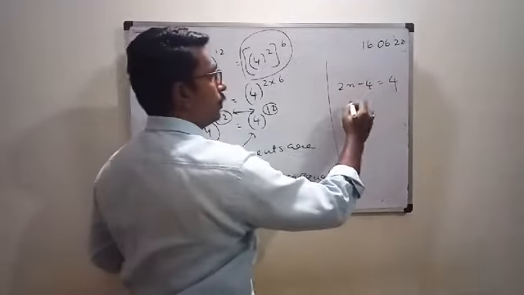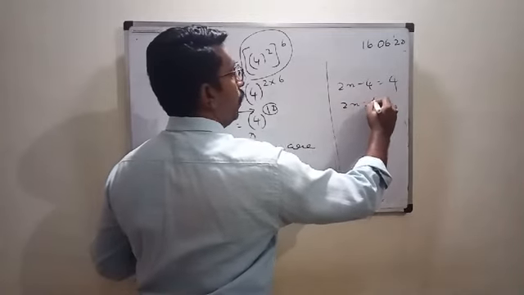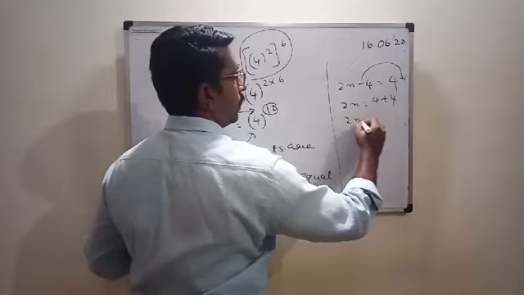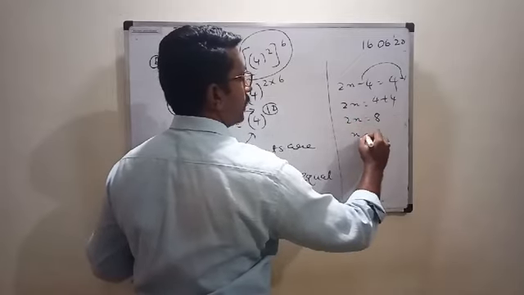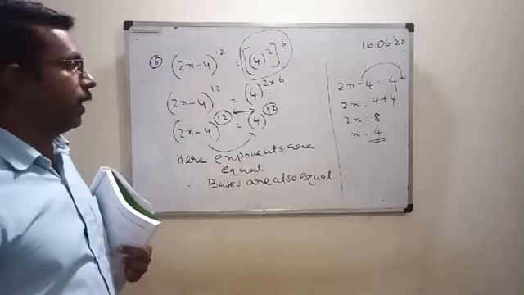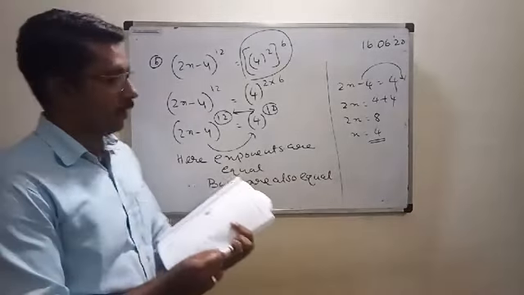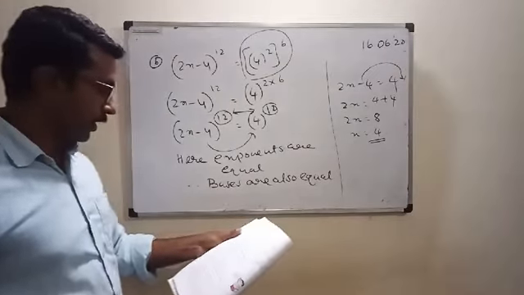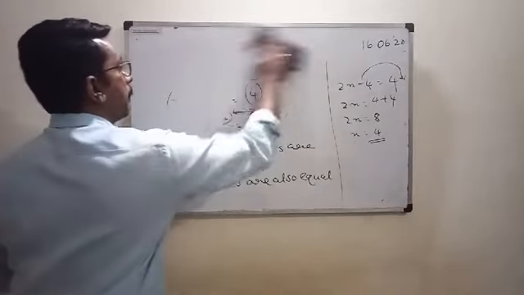These are the bases, no? So 2x is equal to 4. This will come here plus 4. 2x equal to 8. X equal to 4. This is the answer. Have you understood? Okay. Now let us go to the next question. What is the question? Question number 7.